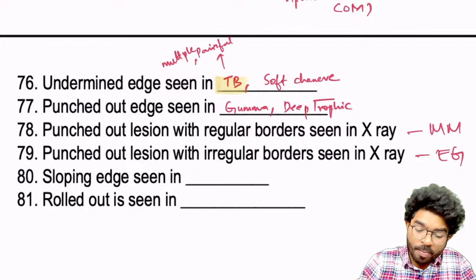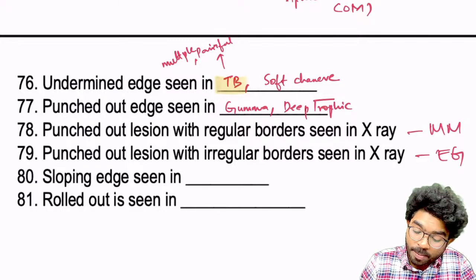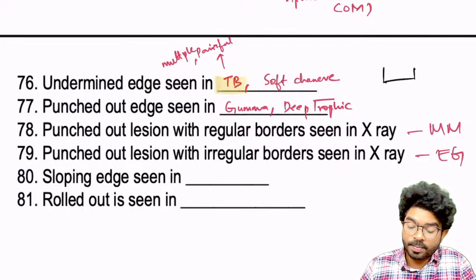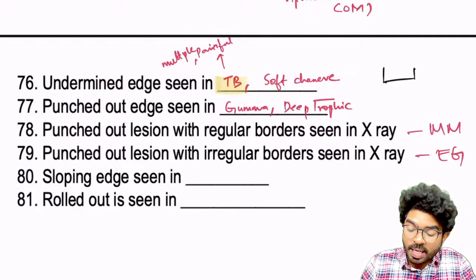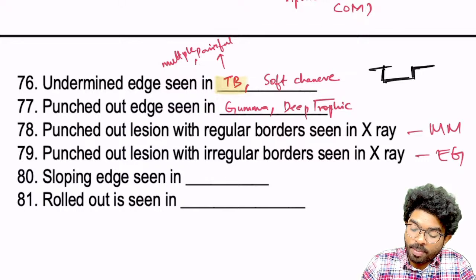And I hope you remember the punched out diagram. The punched out diagram will be like this. Punched out means the edge will be at 90 degrees.